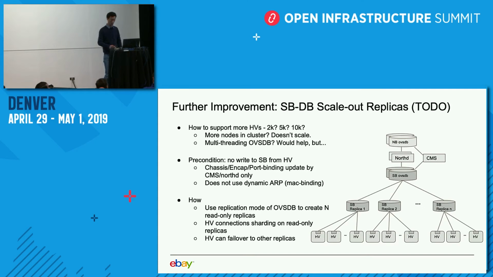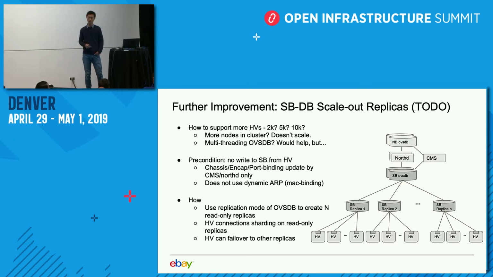One of the interesting things I want to discuss is a future improvement. It's on the to-do list. It's not in progress, but I think it's important, because what if we want to support more hypervisors at a larger scale, like even 5K and 10K? We can add more nodes in the cluster, but a raft cluster doesn't scale out, right? Because if you add more nodes, write operations will take longer to reach a consensus. Basically, it's a consensus protocol for HA, not for scalability.